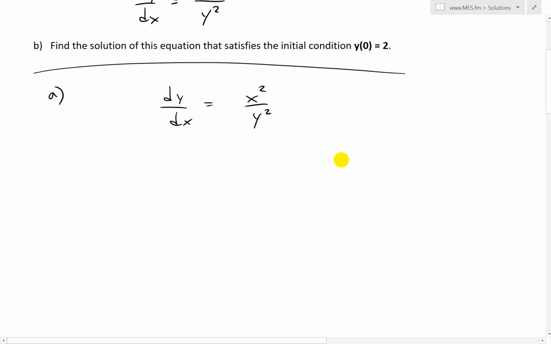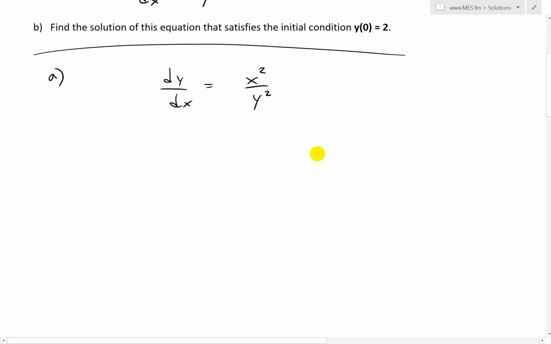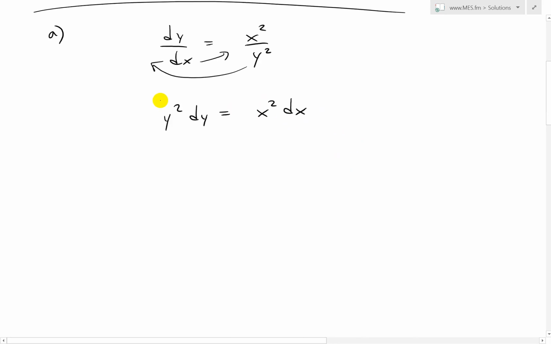Now what we can do is separate this so that all the y's are on one side and all the x's are on the other side. To do this, move the y squared to the left and the dx to the right. So let's do that little switcheroo. What we end up having is y squared dy equals x squared dx. And now we can just take the integral of this.